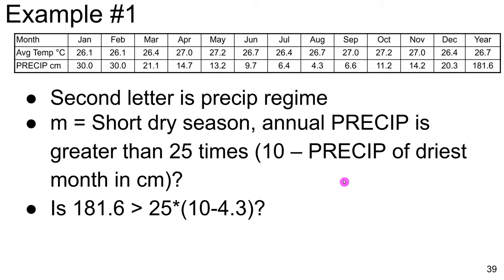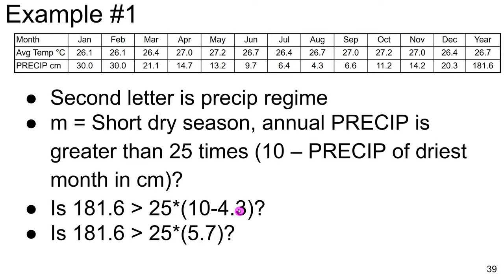So, the total precip is 181.6 centimeters. That's given to you. The total annual precip is given. So, is 181.6 greater than 25 times 10 minus the precip of the driest month in centimeters? So doing the math, 10 minus 4.3 is 5.7, times 25 is 142.5. Yes, 181.6 is greater than 142.5, so it has to be an AM climate.